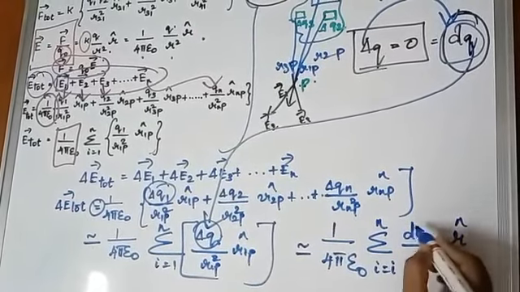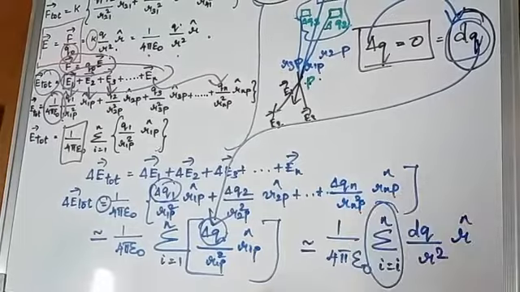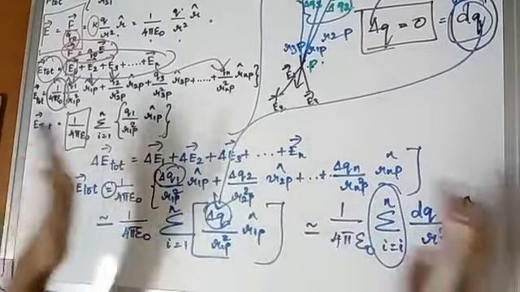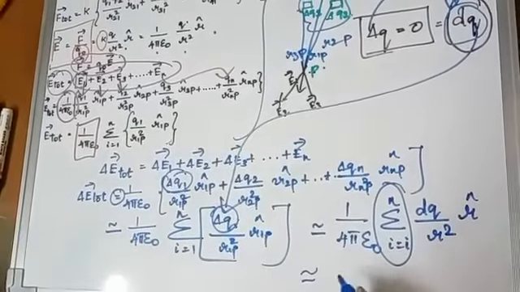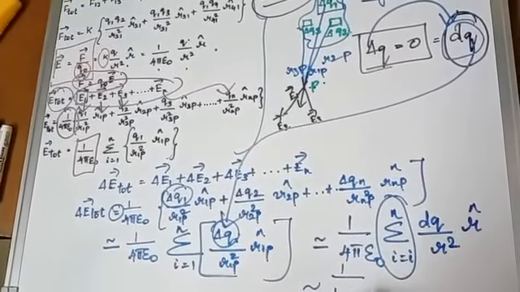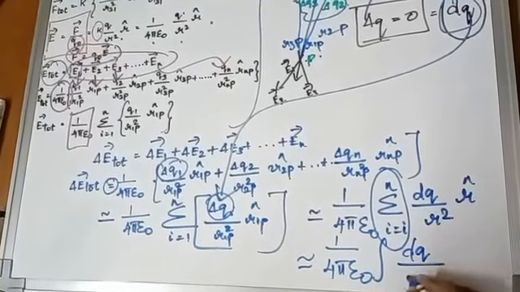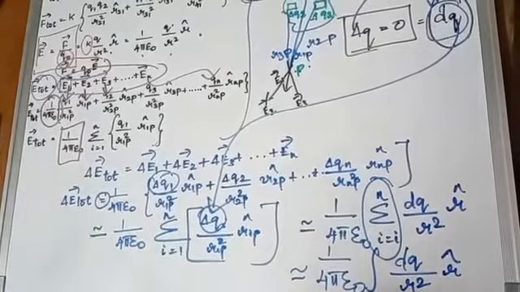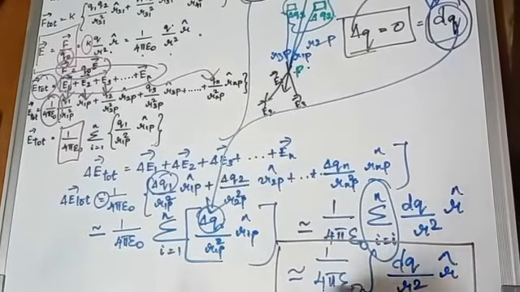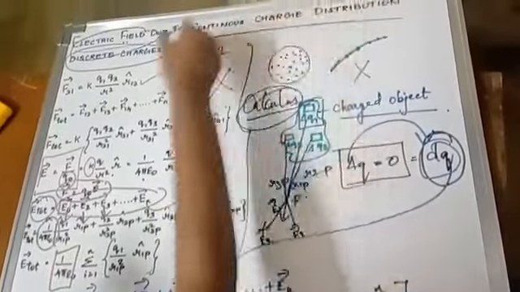So this is my equation. Since we are summing up all the equations here, summation is nothing but adding up, so this is just integrating all the values. Which is approximately equal to 1 by 4 pi epsilon naught integral of dq upon r square, r unit vector. So this equation is used to find the electric field due to continuous charge distribution.